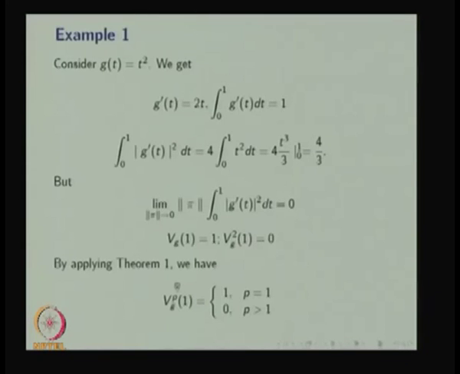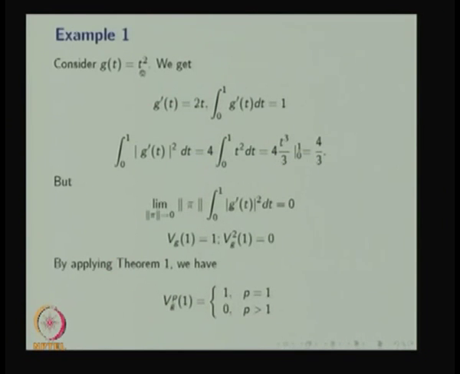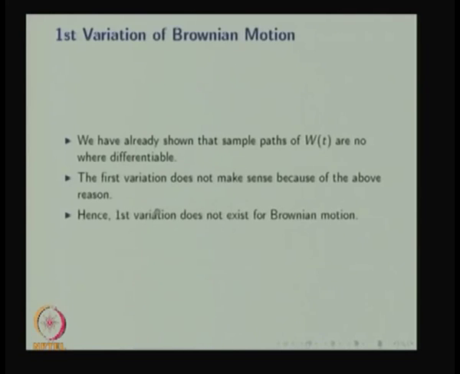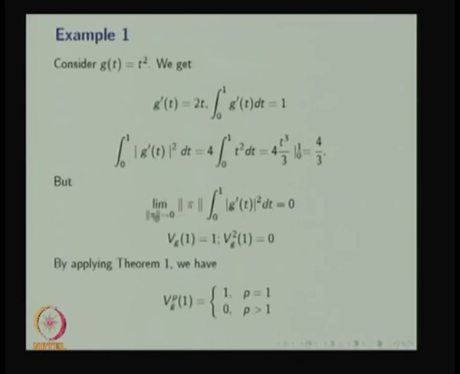As an example to understand the application of the previous theorem and the results we have, consider the function g(t), that is t squared. It is a polynomial of order 2. So you can find the derivative, and you can find the absolute value of the derivative squared. Therefore, if you find the limit as norm of pi tends to 0 of norm of pi times this one, it is equal to 0. Therefore you will get the first order variation is 1 and the second order variation will be 0 in the interval 0 to 1, or at time t equal to 1.